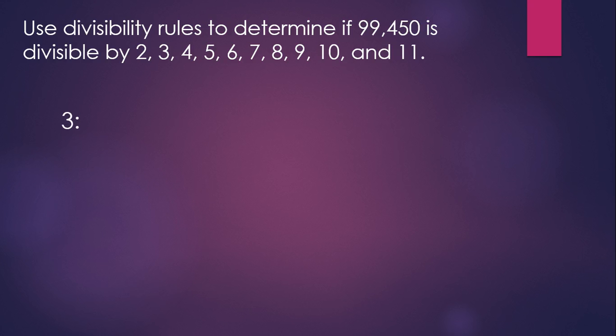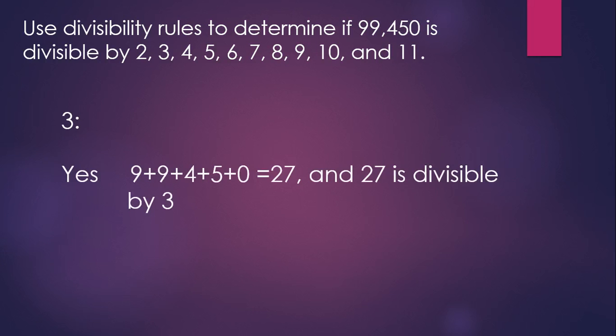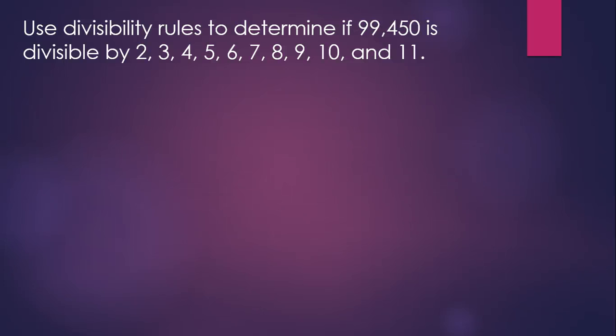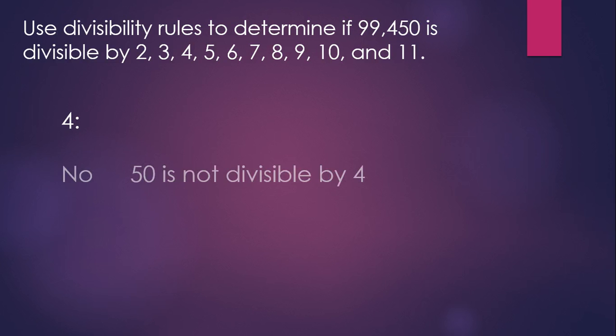For 3, we can say that the number is divisible by 3 because the sum of its digits is 27, and 27 is divisible by 3. For 4, we look at the number formed by the last two digits, which is 50. And since 50 is not divisible by 4, neither is our original number.